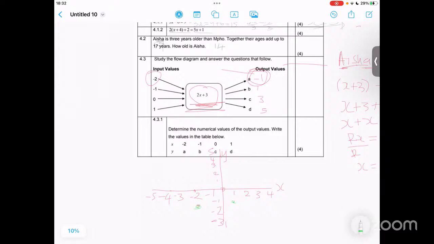And okay. Let's go to Jackie. What's going to be our next point? Ma'am, 0 on the x-axis and 3 on the y-axis, ma'am. 0 on the x-axis and 3 on the y-axis. So it's going to be here. Yes, ma'am.